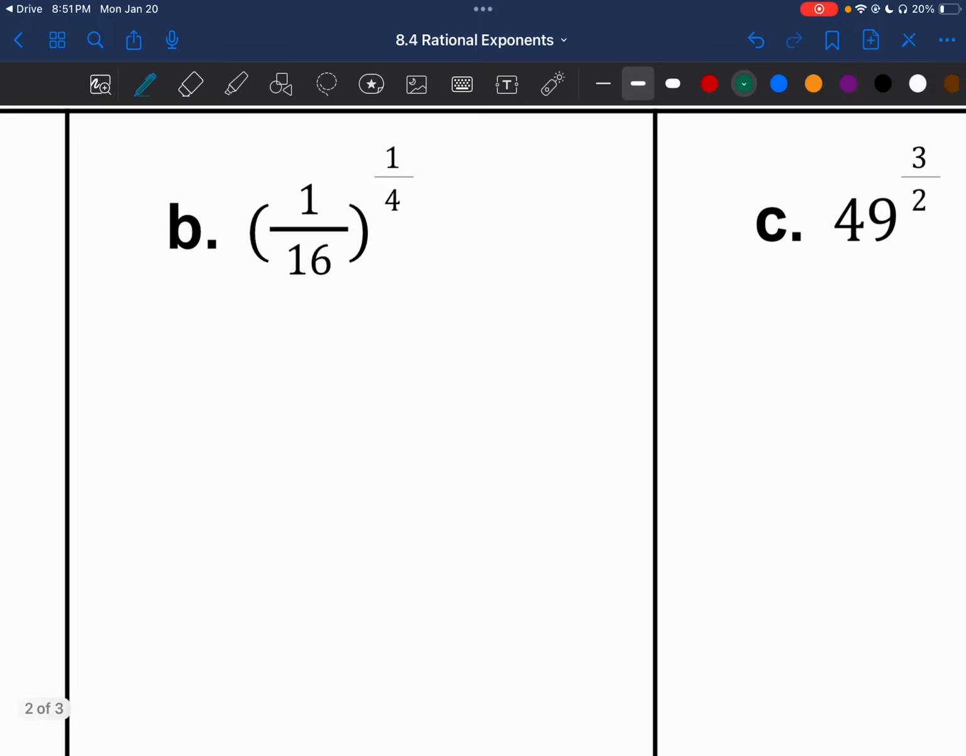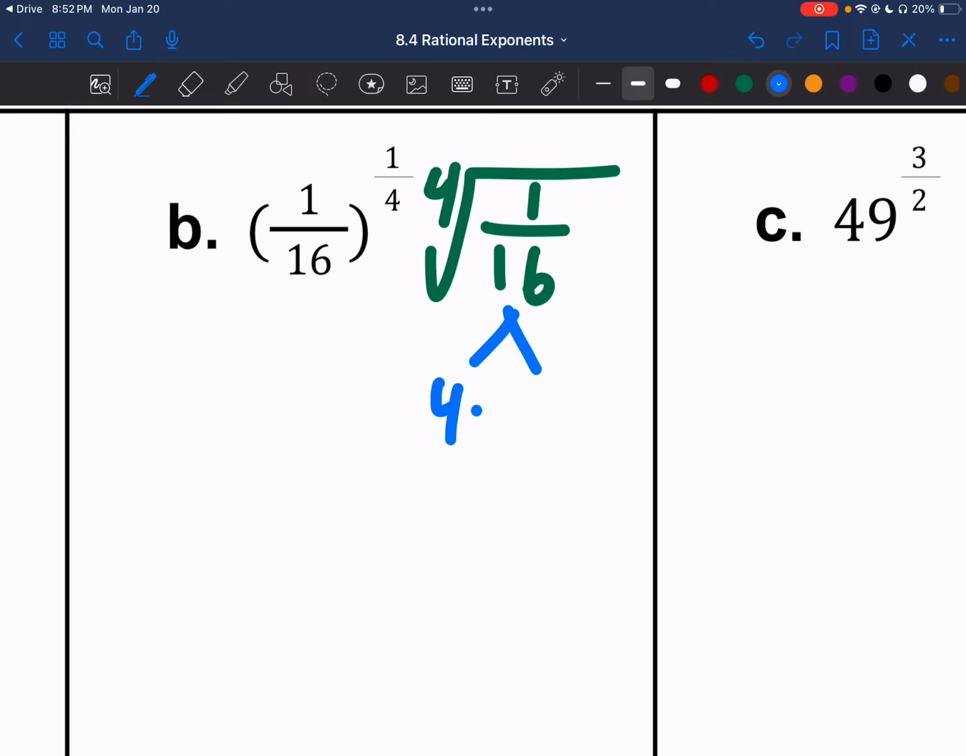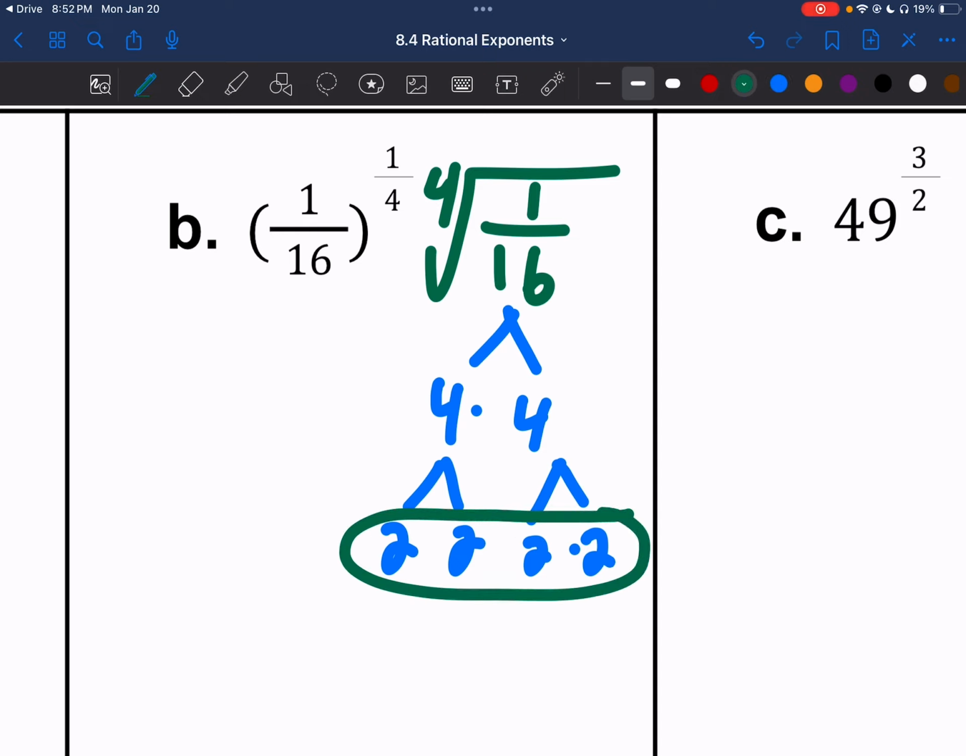Now, we have 1/16 to the 1/4 power. So we're looking for the 4th root of 1 over 16. Well, I know 16 is 4 and 4, and 4 is 2 and 2 in terms of factors. So I'm looking for the 4th root. There's a group of 4 2's, so I bring 1 out. 1 is just going to be 1, and you have 1/2.